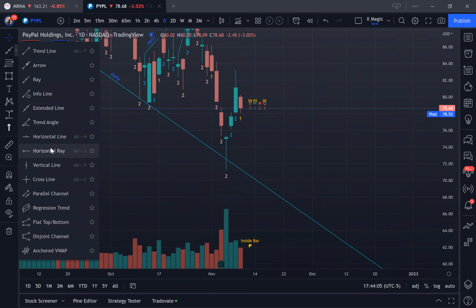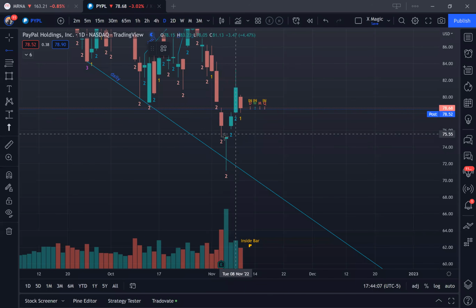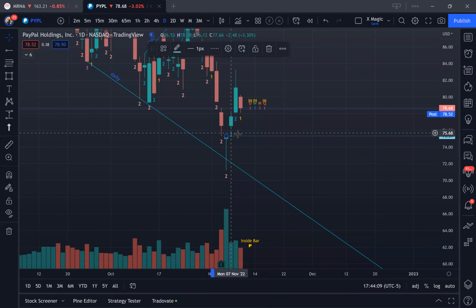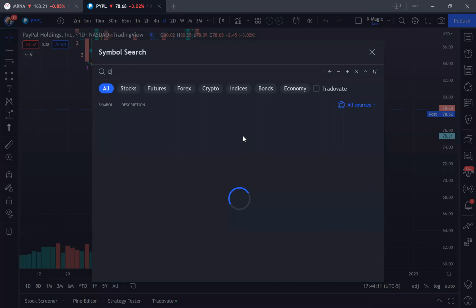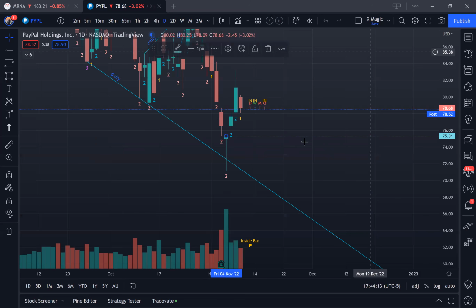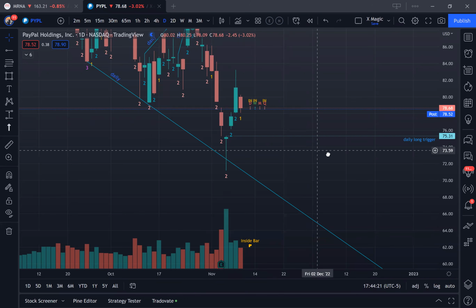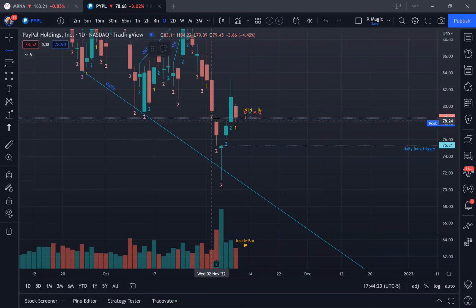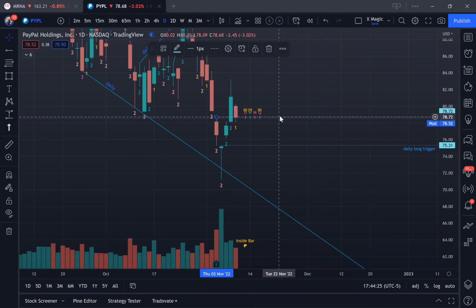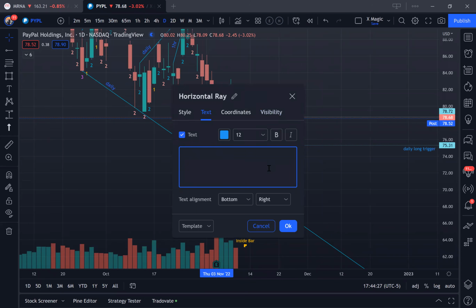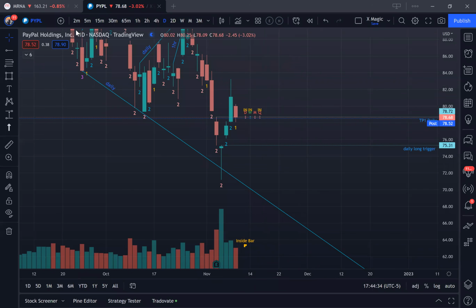One second, let me actually mark this down to make sense. So on the daily time frame, daily trigger. This way, it kind of just gets easier for you to notice things. This is the TP1 daily, and I'll just keep that for now.